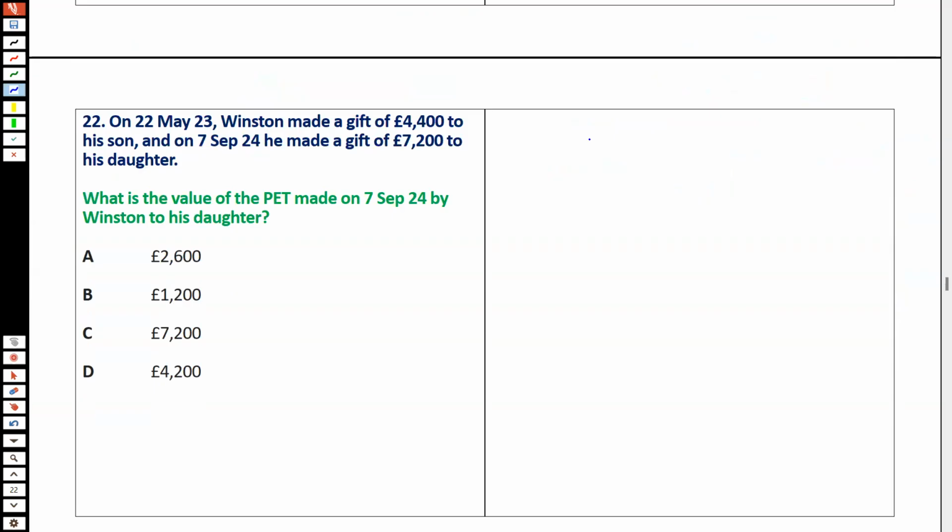On 22nd May 2023, Winston made a gift of 4,400 to his son, and on 7 September 24 made a gift of 7,200 to his daughter. What is the value of PET made on 7 September 24 by Winston to his daughter? So basically, they are asking for the net PET value.